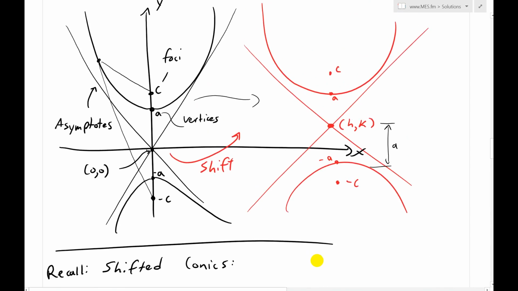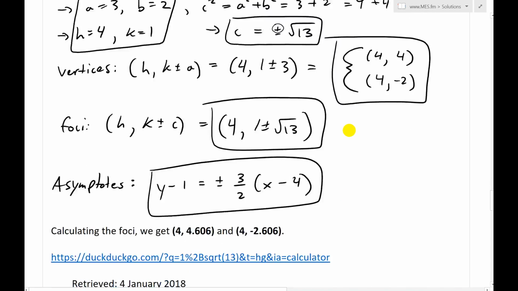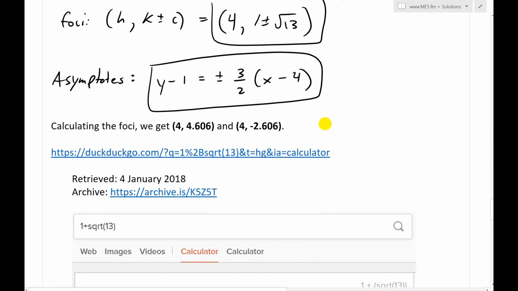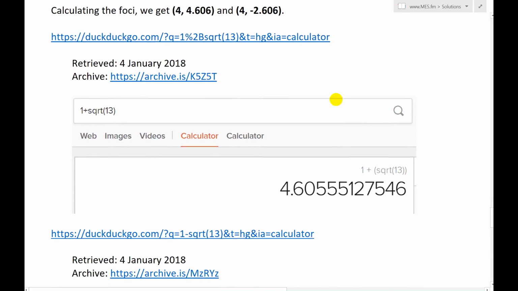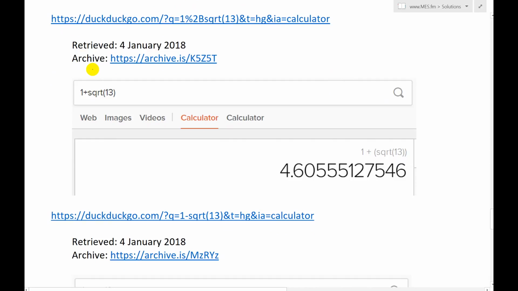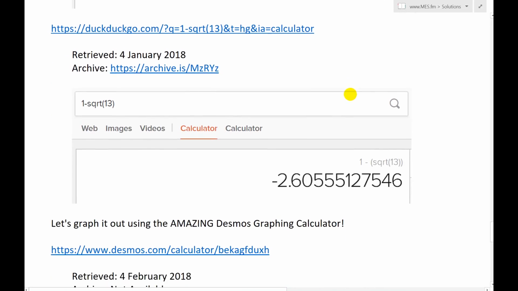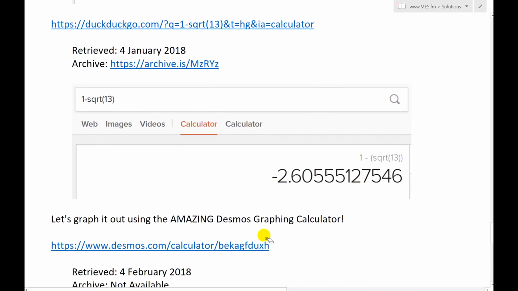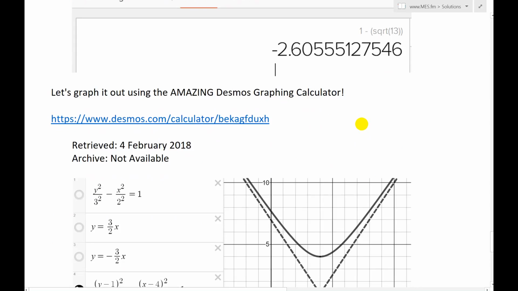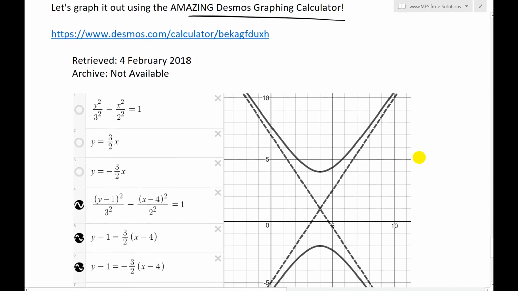It's basically going to look something like this, but neater. So going first, let's get the values here. Calculating the foci, we get (4, 4.606) and (4, -2.606), just roughly approximate. Here, just use a calculator, and I use DuckDuckGo. So 1 plus square root 13 becomes 4.605, and it keeps going on there. But if you minus, you get negative 2.605, and going on. So now here what I've done is, let's graph this using the amazing Desmos graphing calculator.